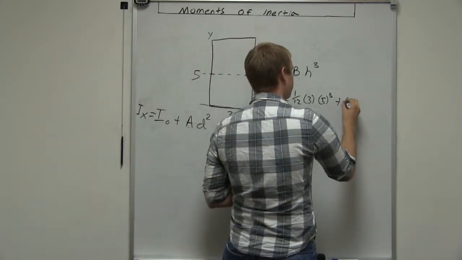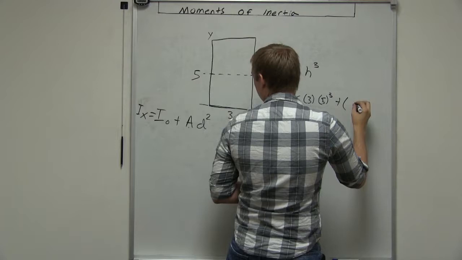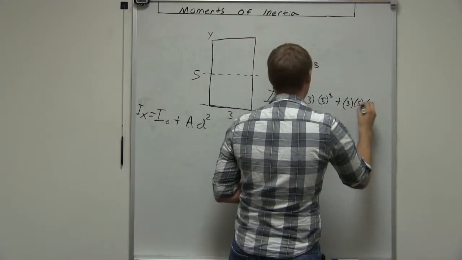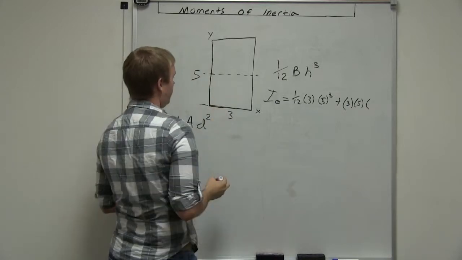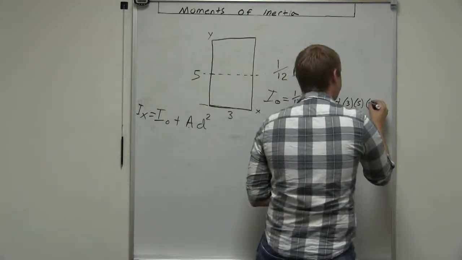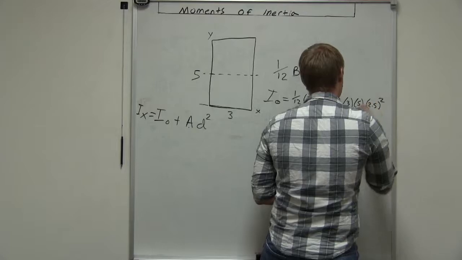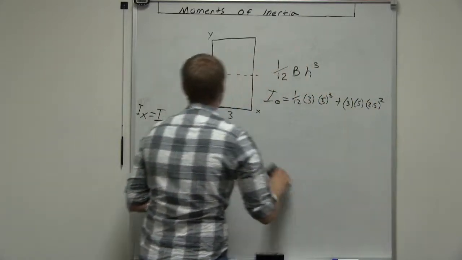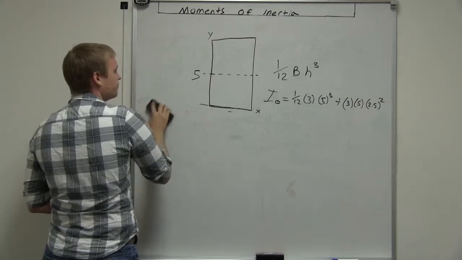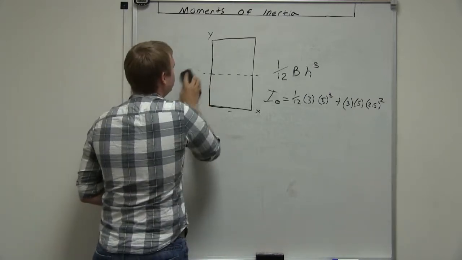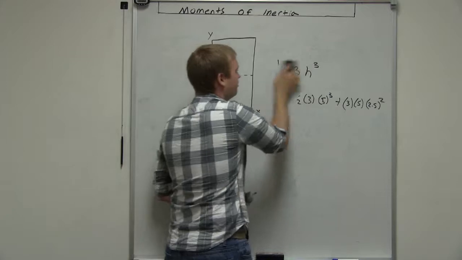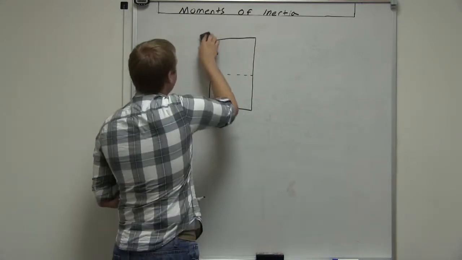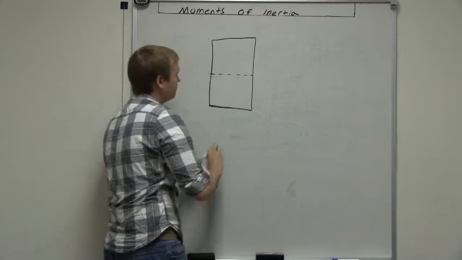So for here, you add 3 times 5 times the distance, half of 5 is 2.5, squared. And that would be our answer if we calculated all of that. Pretty simple for just a plain object by itself. Now say we had something a little more complex though.